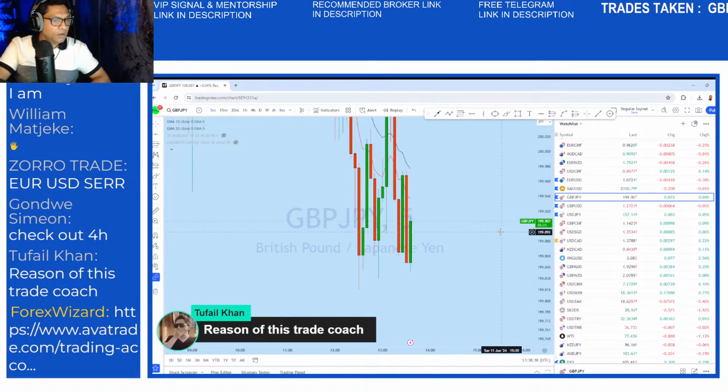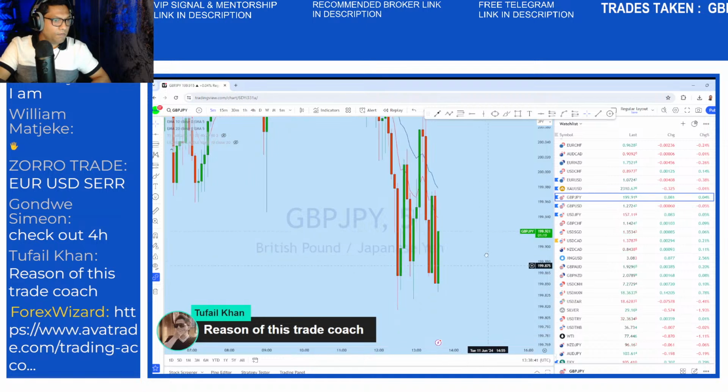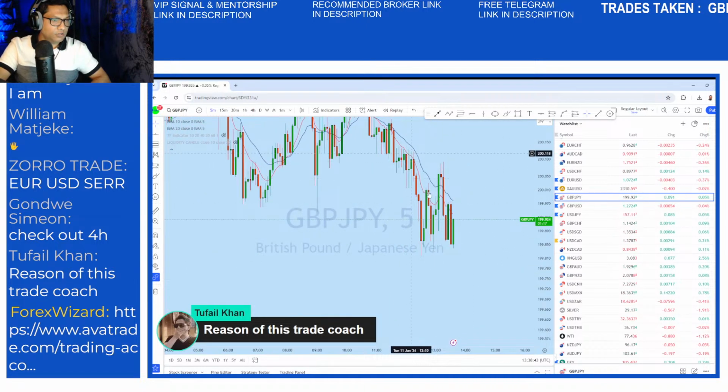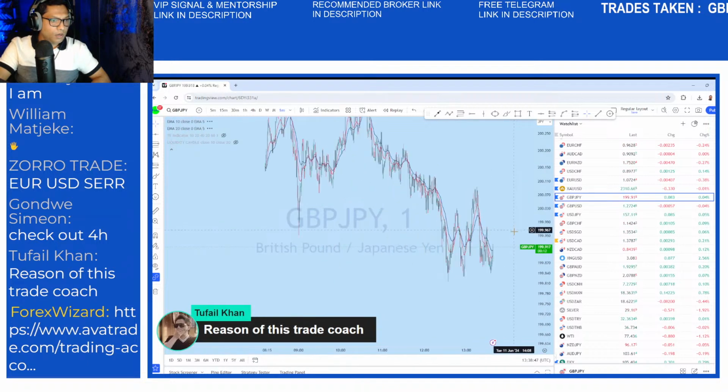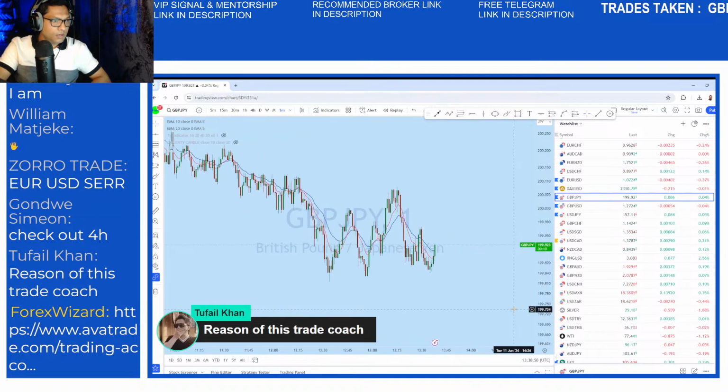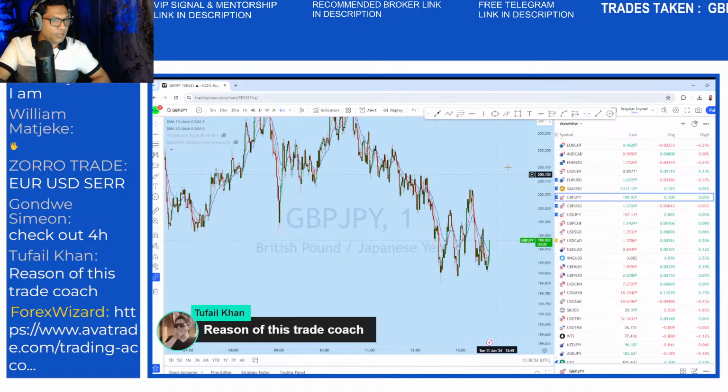GJ is consolidating here, but I think it's going to ultimately break below in the trending direction. Here is the resistance line.